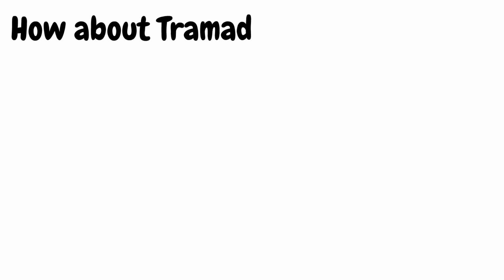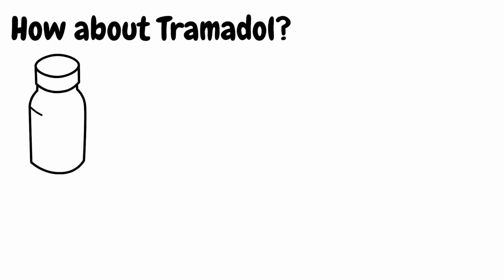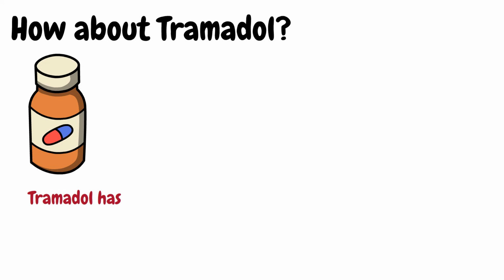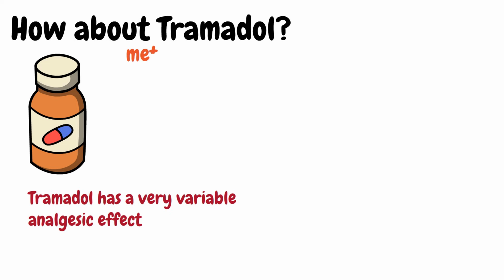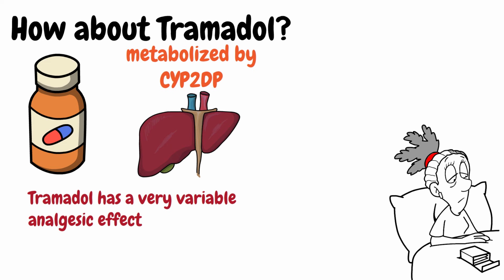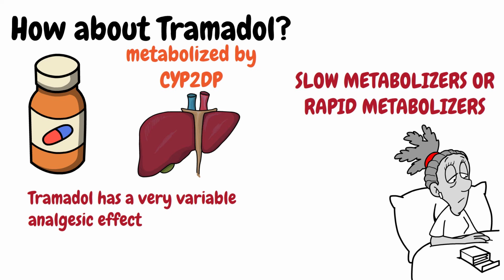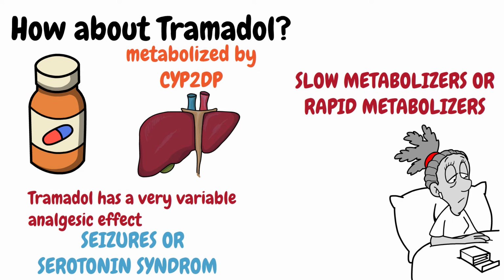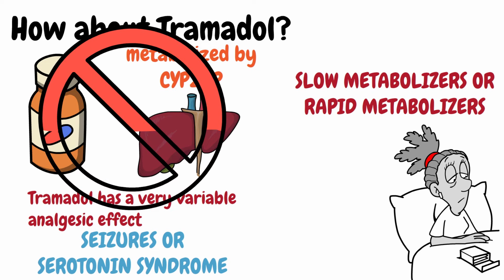How about tramadol? Similar to codeine and meperidine, I don't see any reason why we're still using tramadol. And the reason for that, it has a very variable analgesic effect based on the speed of tramadol getting metabolized by the CYP2D6 enzyme in the liver. Based on that, a patient can be a slow metabolizer or rapid metabolizer, and the effect of tramadol greatly varies between them. Add to that tramadol's serotonin effects, which may lead to seizures or serotonin syndrome. That's why I highly recommend against using tramadol anymore.